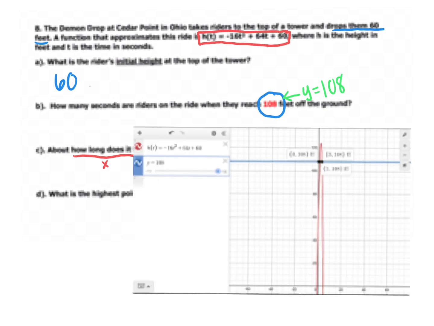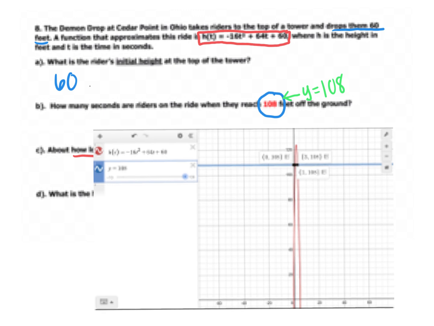Okay, so I went in line 2 and I typed in y equals 108. And then when you look at your graph, this blue line cuts across the y-axis, and there were 3 points that showed up. So we need to actually talk about this for a second because this is important. So when we're asking how many seconds are the riders on the ride when they reach 108, this point here, 0, -8, that is not even on my red graph. That is talking about where y touches 108. So that is a point that we're not going to use.